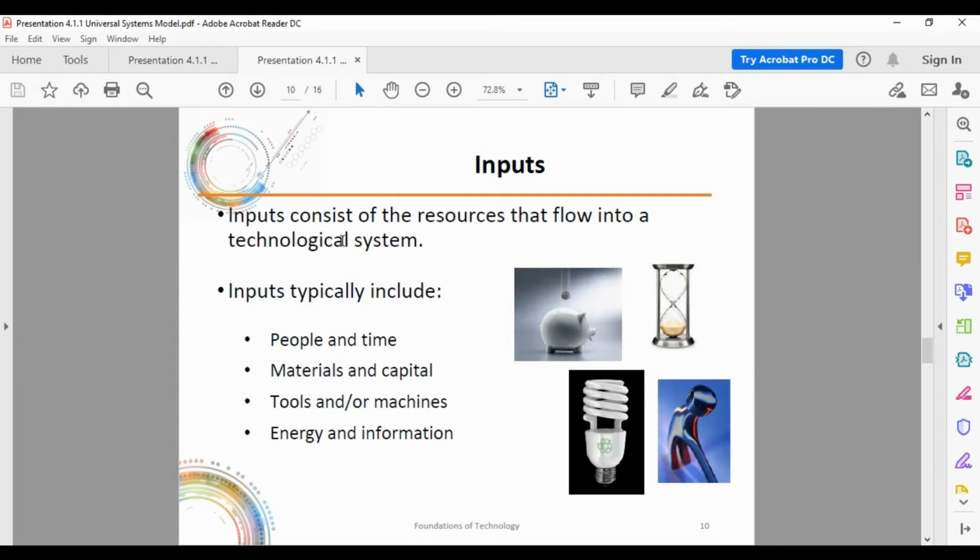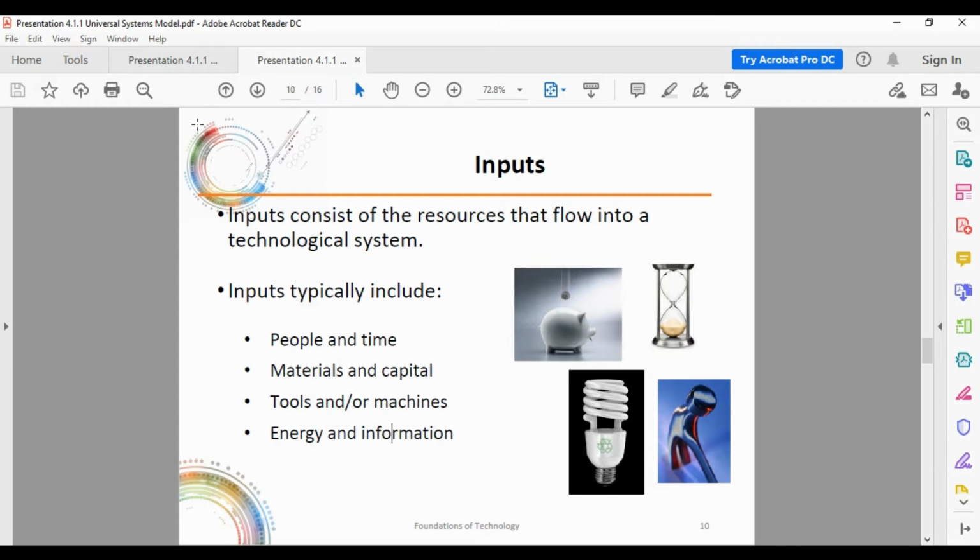And so now let's talk about those individual components. You have your input, your process, your output, and your feedback. Inputs consist of the resources that flow into the technology system. So inputs include people and time, the material and capital, tools or machine energy, and information. It's what starts the initial drive within a system.